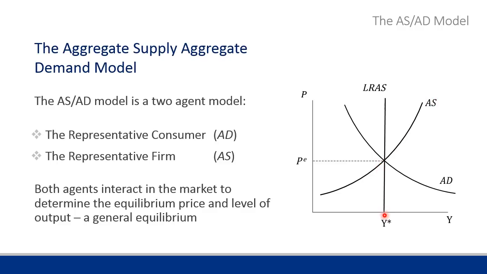Y star, that's the long run rate of output, and at the expected price level in the economy. So in other words, in the absence of price shocks, so long as prices are where they're expected to be, we will be in equilibrium. The aggregate demand curve is the agent that represents the consumer, and the aggregate supply curve is the agent that represents the firm over both time horizons. When they come together, we have a long run general equilibrium.